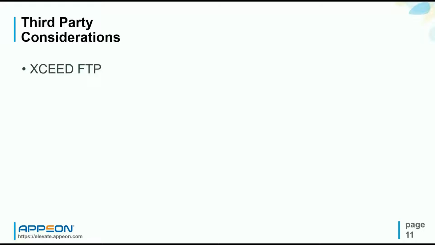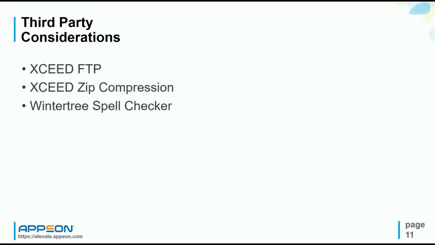I used Exceed FTP, Exceed Zip Compression, and the WinterTree Spell Checker. So, when it came down to deciding what we were going to do, I decided that we could continue to use these third-party tools because they do work even in Windows 10. I didn't have to upgrade anything. I think eventually I will be using the FTP and the zip that currently comes with Appian, but until that time I will continue to use Exceed.